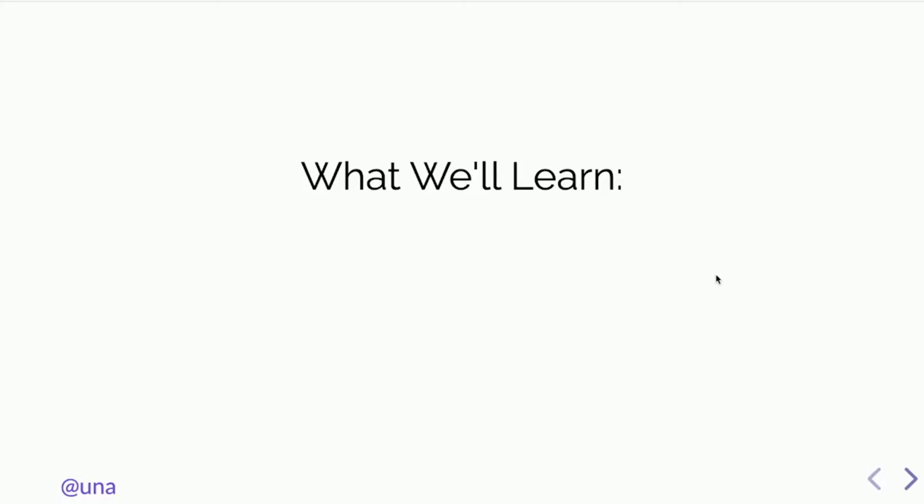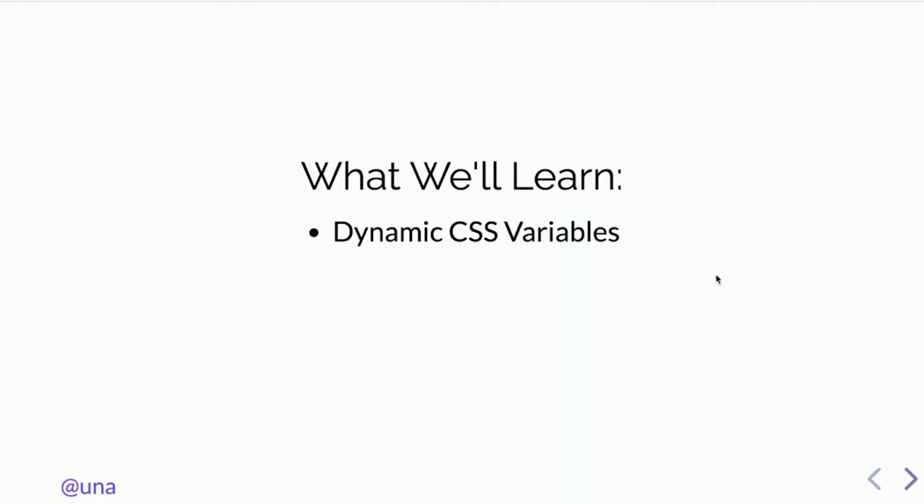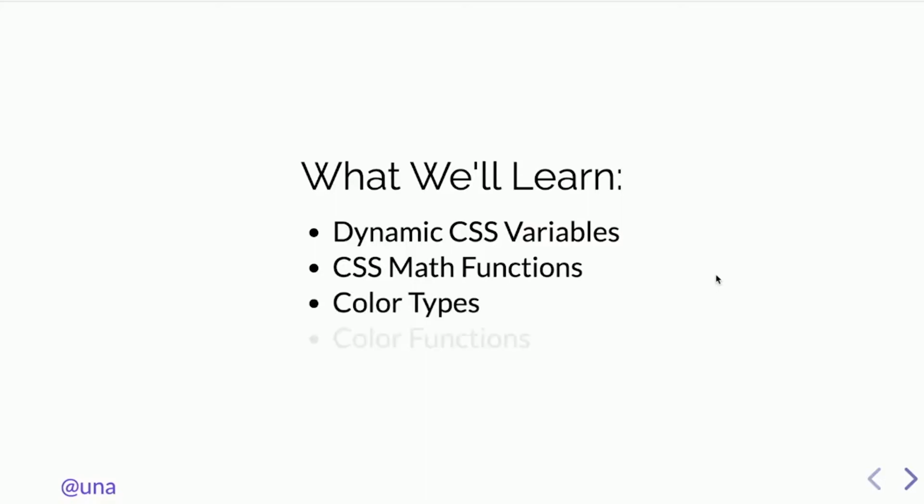So what we're going to learn today is a variety of topics surrounding color and using color and math and calculating color. So we're going to talk about dynamic CSS variables. We're going to talk about CSS math functions. We're going to talk about different color types. And finally, we're going to talk about color functions. At the end, I'm also going to discuss a little bit about the upcoming CSS Color 5 spec so that you know what spec editors are talking about and what to expect for the future of color on the web.